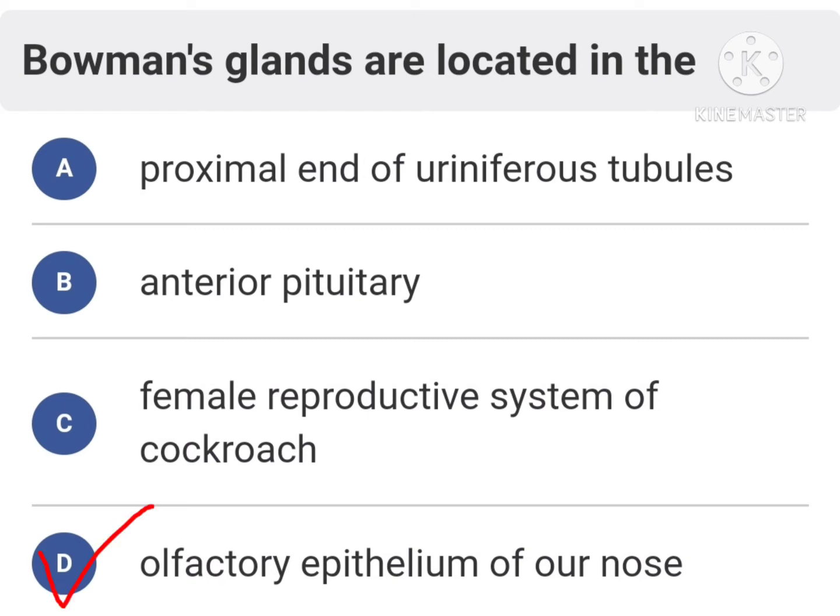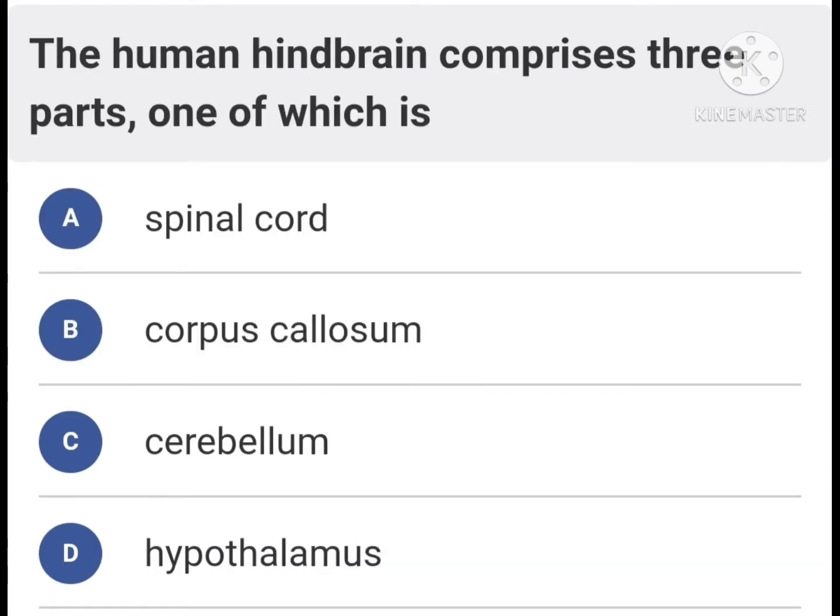Okay, let's see our next question. The human brain comprises three parts, one of which is option A, spinal cord, option B, corpus callosum, option C, cerebellum, option D, hypothalamus. The right answer is C, cerebellum.